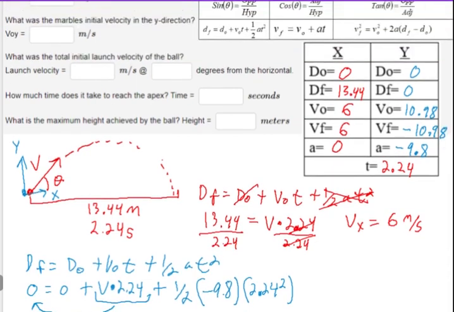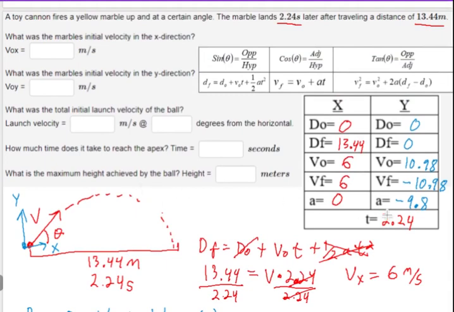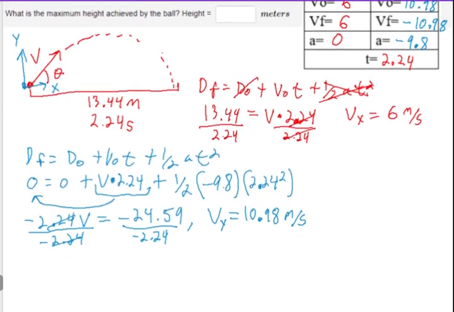So let's start filling out some of this information up above. The initial velocity in the x was 6. The initial velocity in the y was 10.98. Next, it wants to solve for the launch angle. That one's going to take a little bit more work.